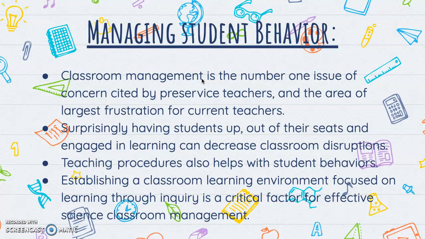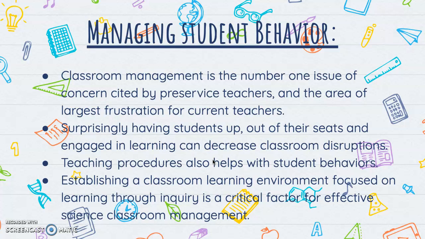Managing student behavior is a big thing for having a positive environment for the science classroom. Classroom management is the #1 issue of concern cited by pre-service teachers in the area of largest frustration for current teachers. A lot of teachers deal with management issues in their classroom, and these are some ways that you can combat some of that. Surprisingly, having students up out of their seats and engaged in learning can decrease the classroom disruptions because students are actively engaged, they are actively experimenting, and their minds are busy on what they're supposed to be doing and not on moving around the classroom and causing those disruptions.